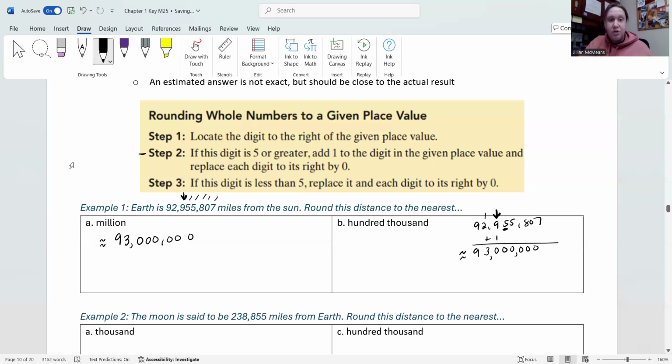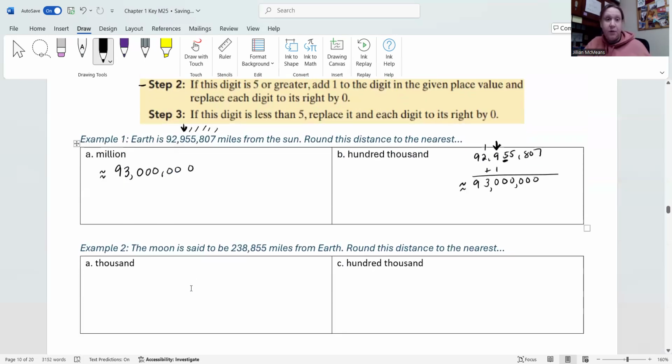Okay. Example 2, we're talking about the moon and the Earth. Okay. The moon is said to be 238,855 miles from Earth. Round this distance to the nearest, well, for part A, to the nearest 1,000. So let's see. We have the ones, the tens, the hundreds place. Then we have the thousands place. So this first 8 is the digit in the thousands place.